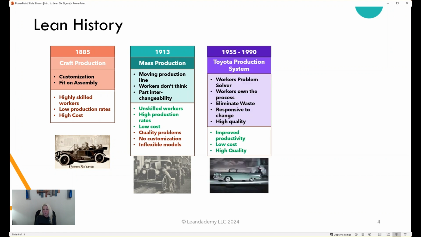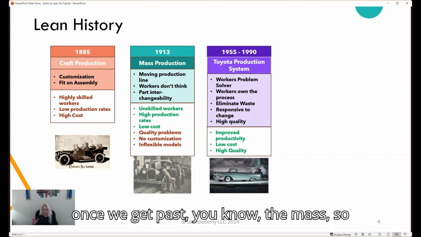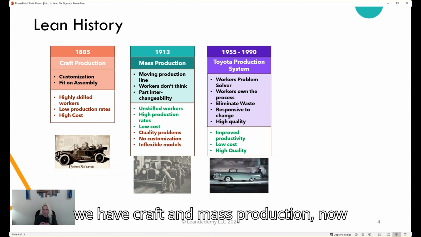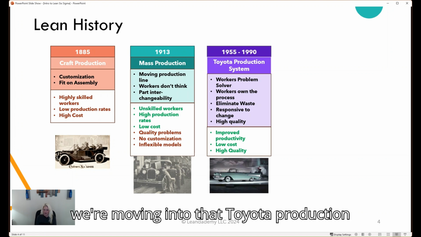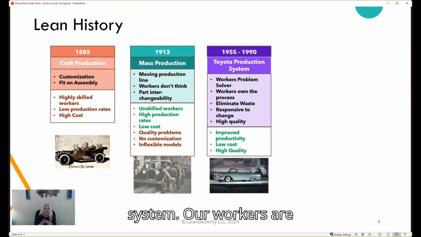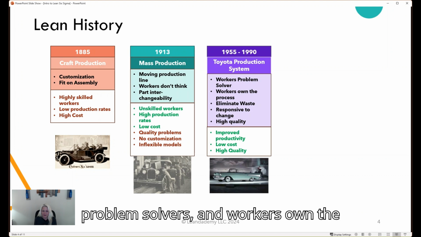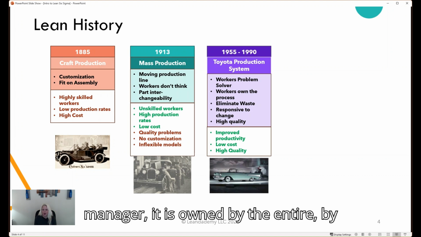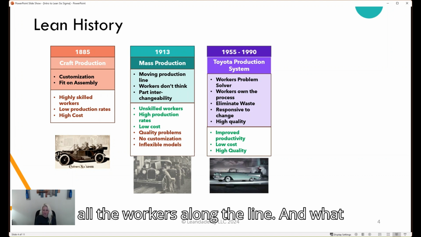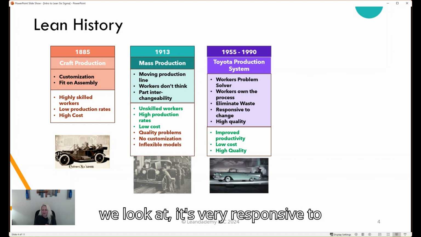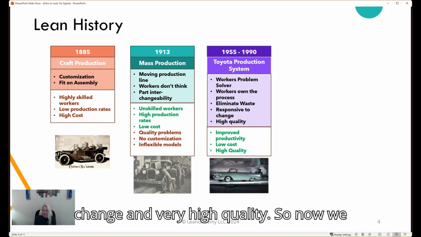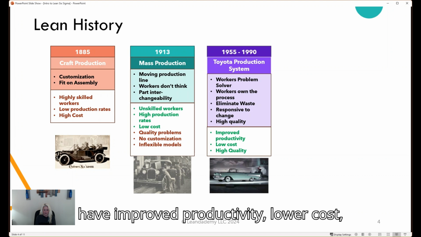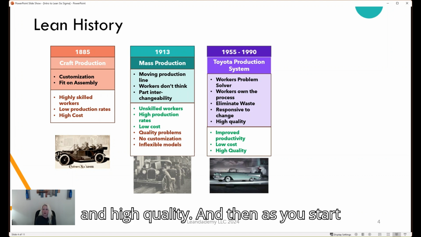Then once we get past craft and mass production, we move into the Toyota Production System, where workers are problem solvers and workers own the process. The process isn't owned by the manager; it is owned by all the workers along the line. And what we look at is that it's very responsive to change and very high quality. So now we have improved productivity, lower costs, and high quality.